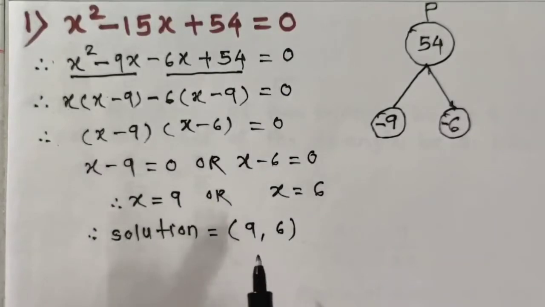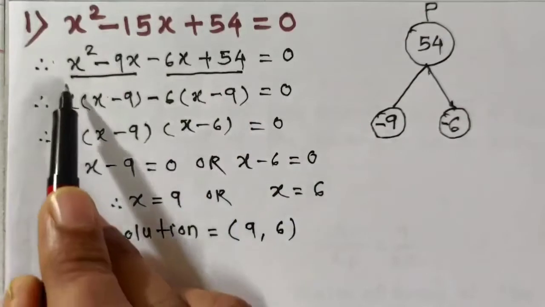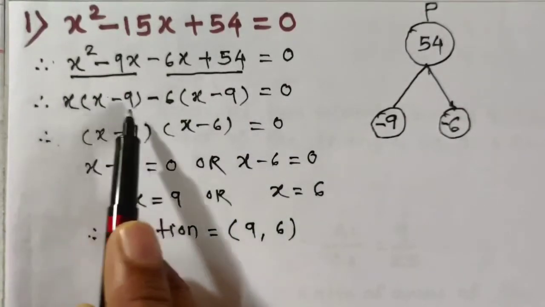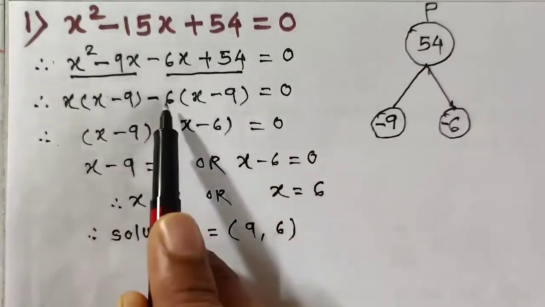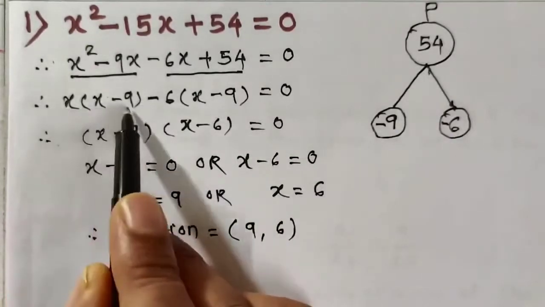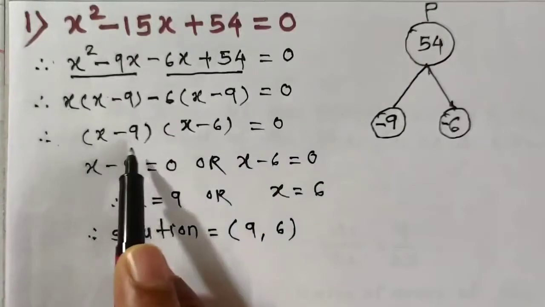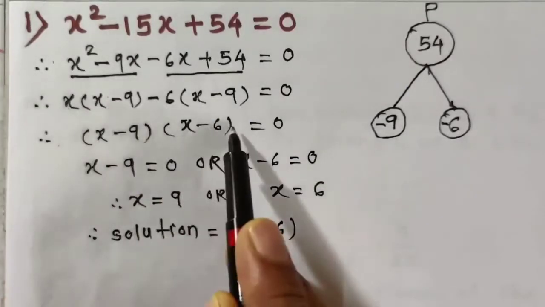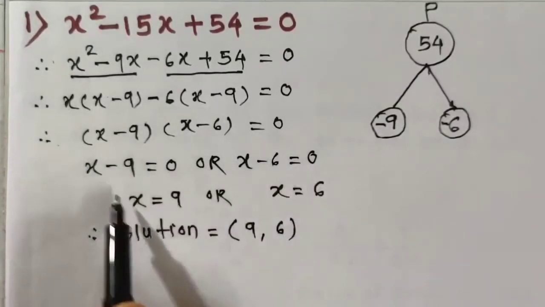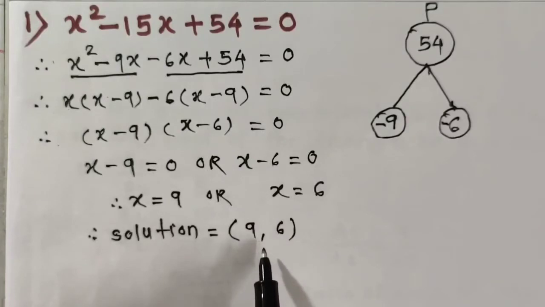We get 4 terms. Then make groups of 2 terms, 1 2 3 4. Now find the common factor from the first and second term. x is common, write the remaining in the bracket. From the third and fourth, minus 6 is common, write the remaining in the bracket. So this is the first term, this is the second term. x minus 9 is common in both the terms, so write that one. And the remaining, which is outside the bracket, is the second factor. So either the first factor is 0 or the second is 0. So we get x is equal to 9, x is equal to 6. So the solution is 9, 6.